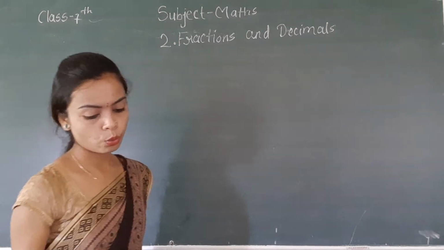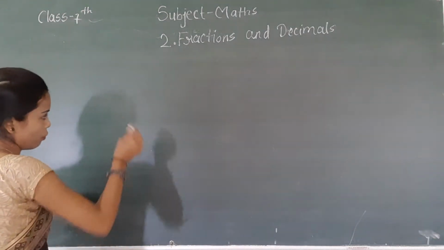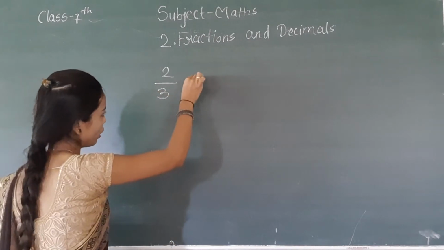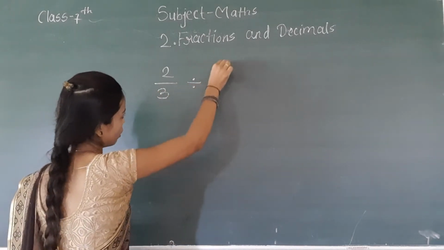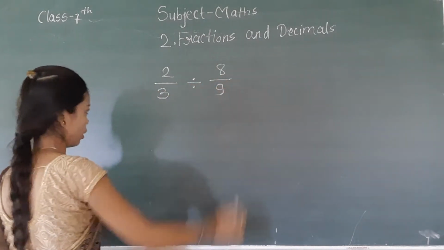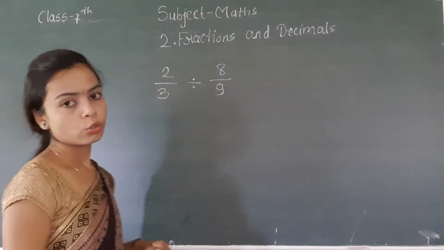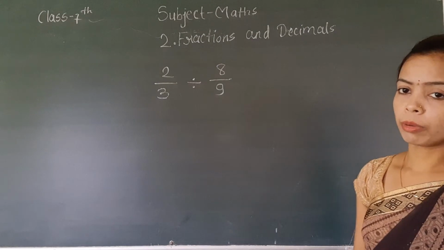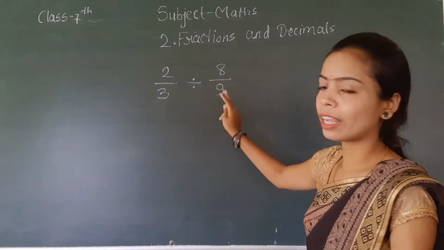So for the division, if you have to divide 2 upon 3 by 8 upon 9, you have to divide 2 by 3 by 8 by 9. आपको 2 by 3 को डिवाइड करना है 8 by 9 से.